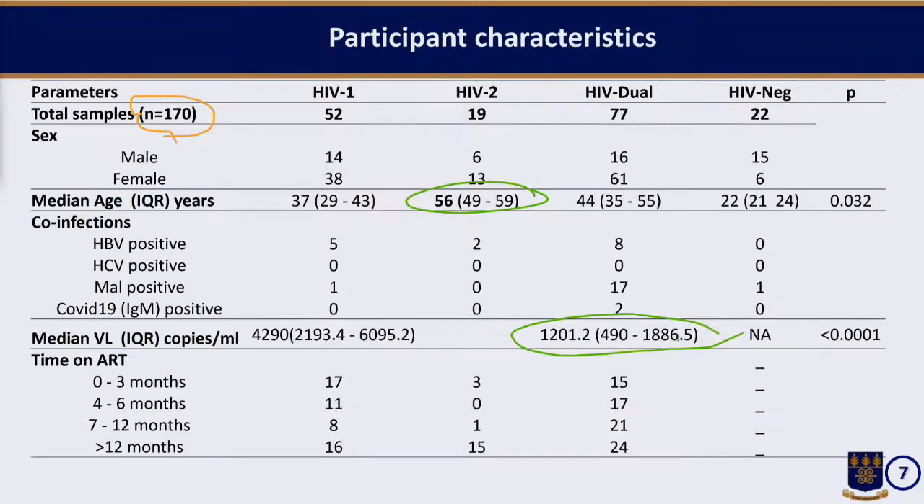So here is a summary of the participant characteristics. What we see is that we have a total of about 170 samples, and we saw that the HIV type 2 group is quite advanced in age, and we also see that in HIV dual infection, there is a bit lower viral load compared to HIV type 1 alone.